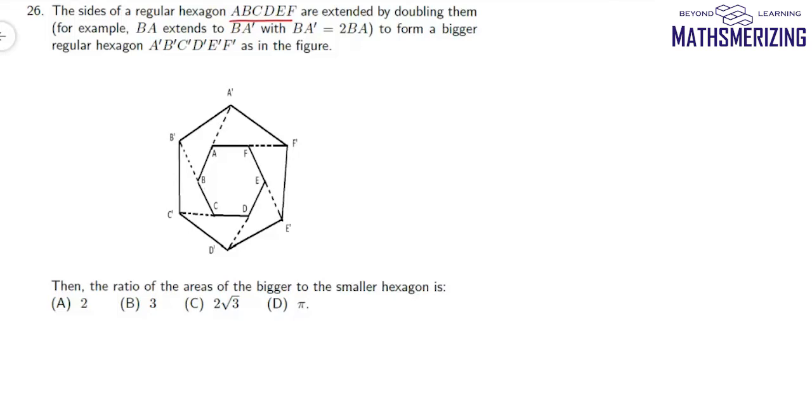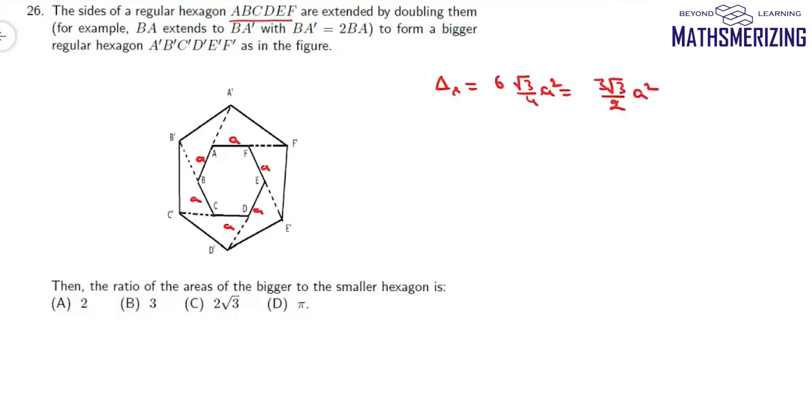So we'll need to find the ratio of the areas of the bigger to the smaller hexagon. Now suppose the length of this side is a. So this is a for each of these 6 sides. So what is the area of the small hexagon? The area of this smaller hexagon will be 6 times root 3 by 4 into a square. So it will simply be 3 root 3 by 2 into a square.